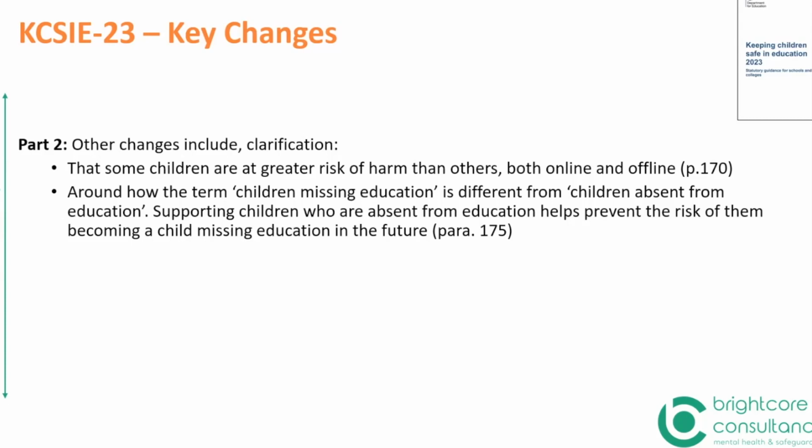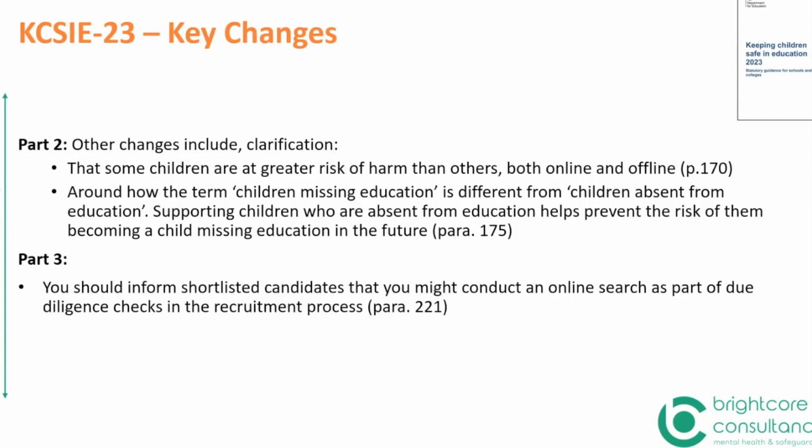And then we've got this terminology around children absent from education and clarification of how that's different to children missing education. I'm going to come back to that in a few minutes because that's also in Annex B. So we'll come back to that point, but it's important that you're clear and your colleagues are clear about the difference. And then in part 3, we've got the recommendation, because it's a should, not a must.